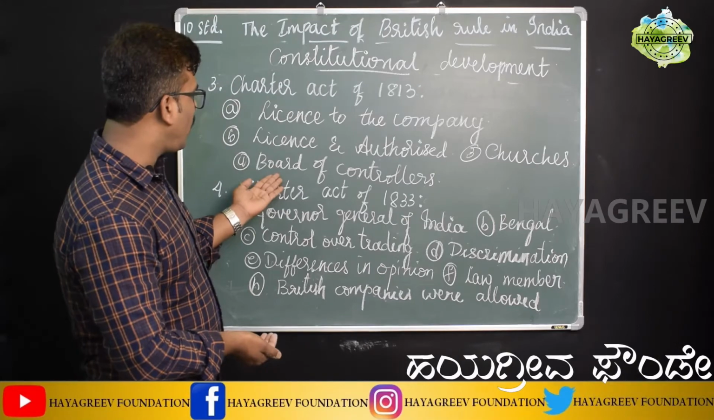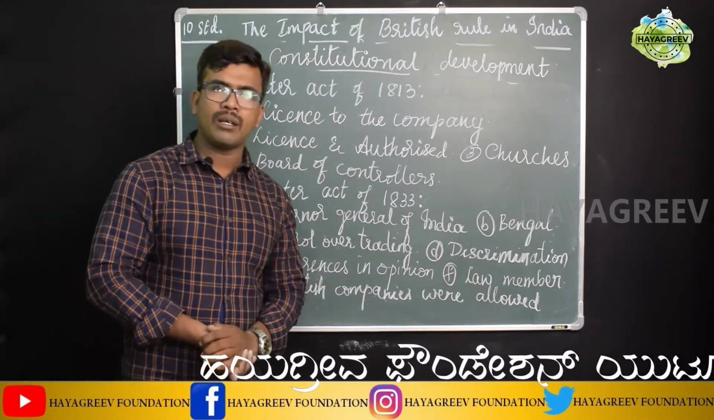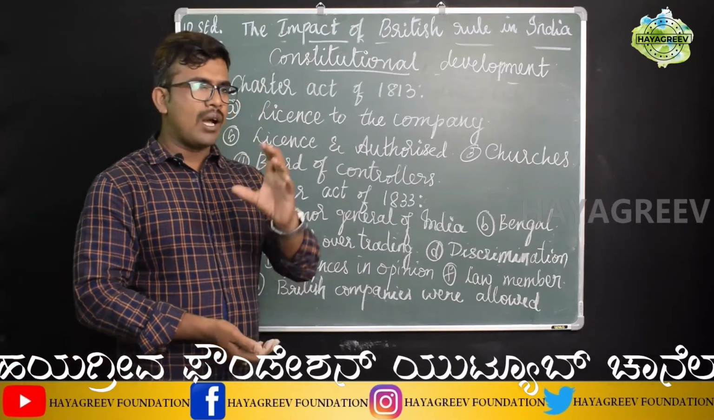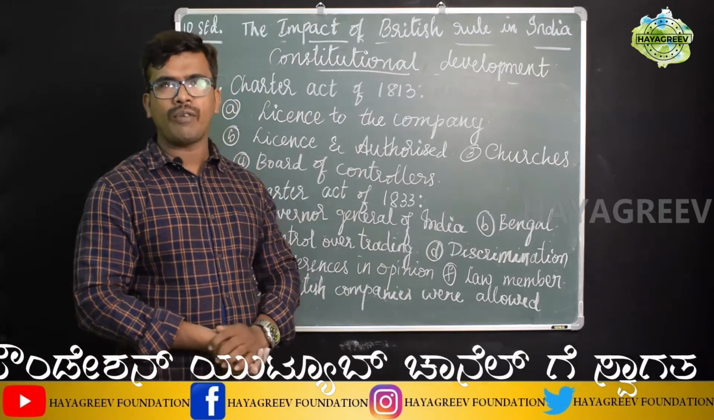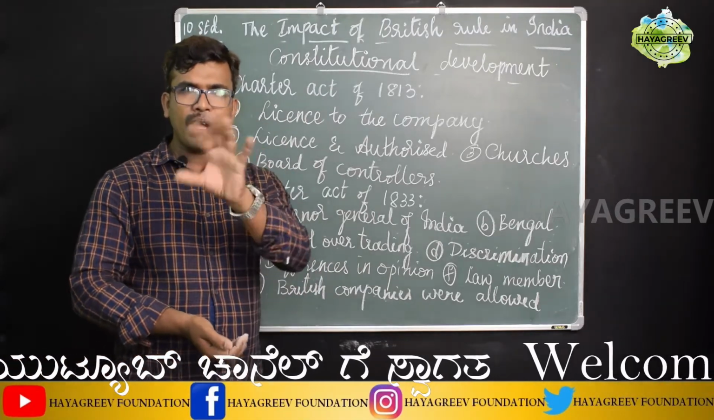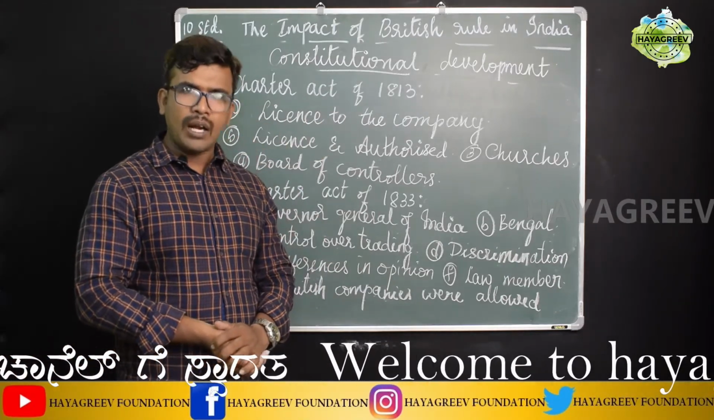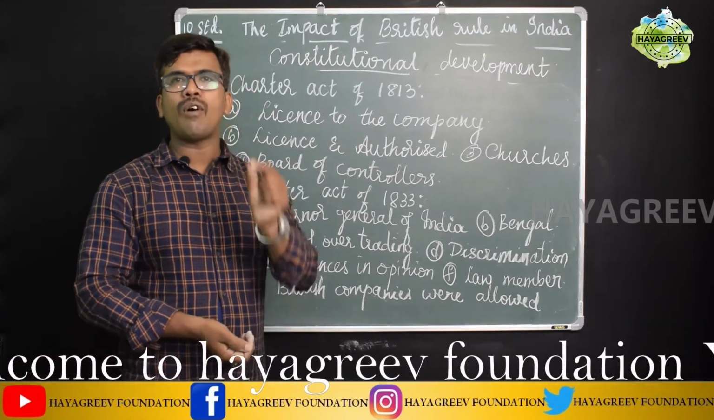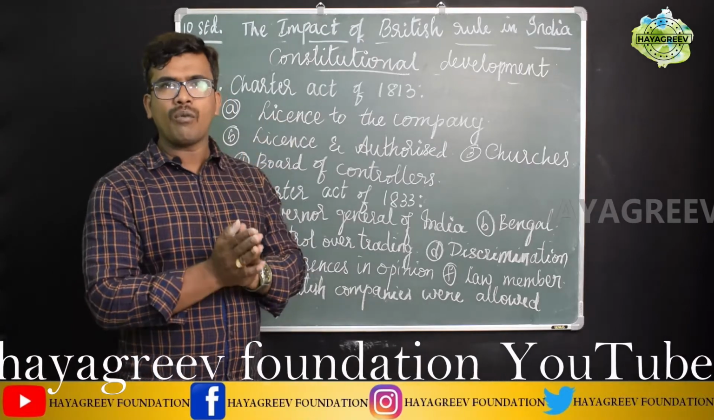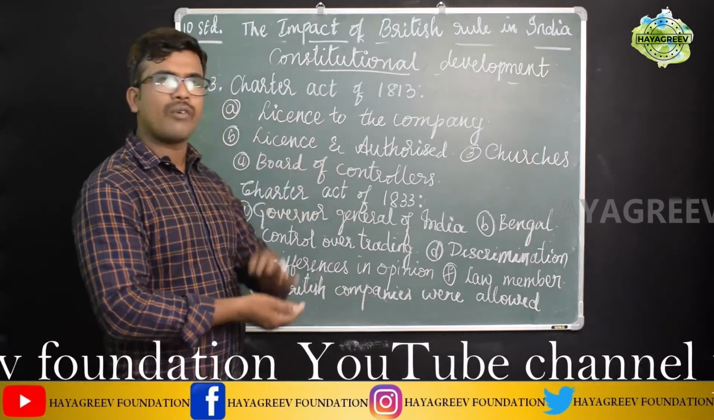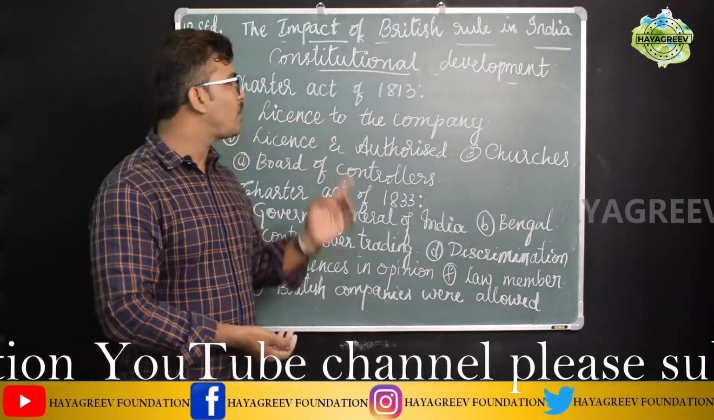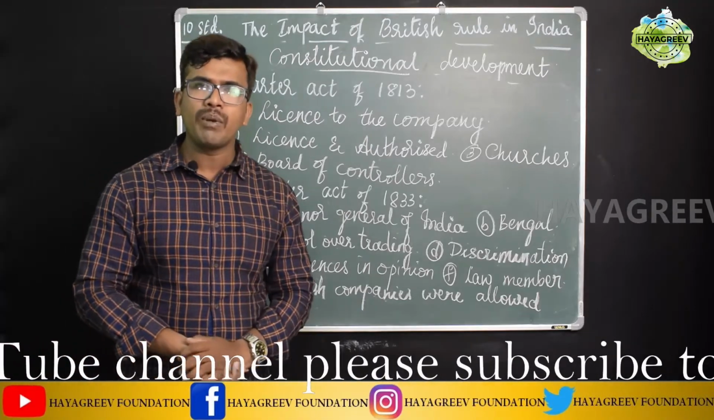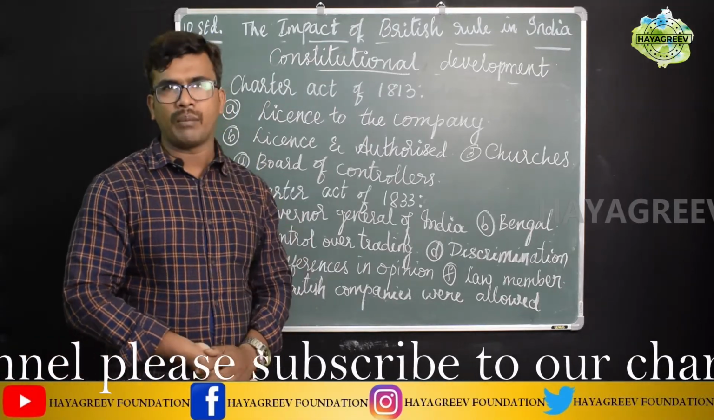And the last one is, the Board of Controllers had the power to appoint the Governor General of India or Governor General of all three provinces. They also had the power to appoint the Commander-in-Chief, the Chief of Army, no? That person was appointed by the Board of Controllers itself. So thus the Charter Act of 1813 was implemented by the British government.